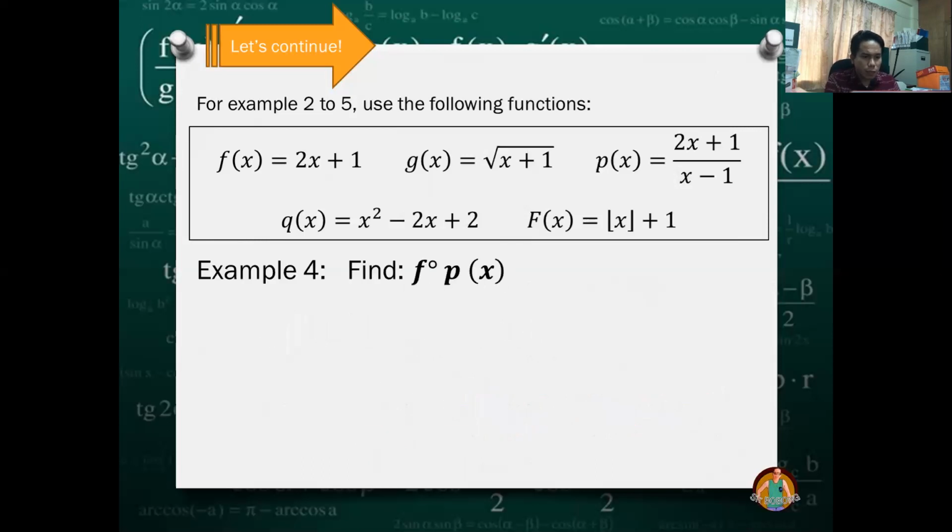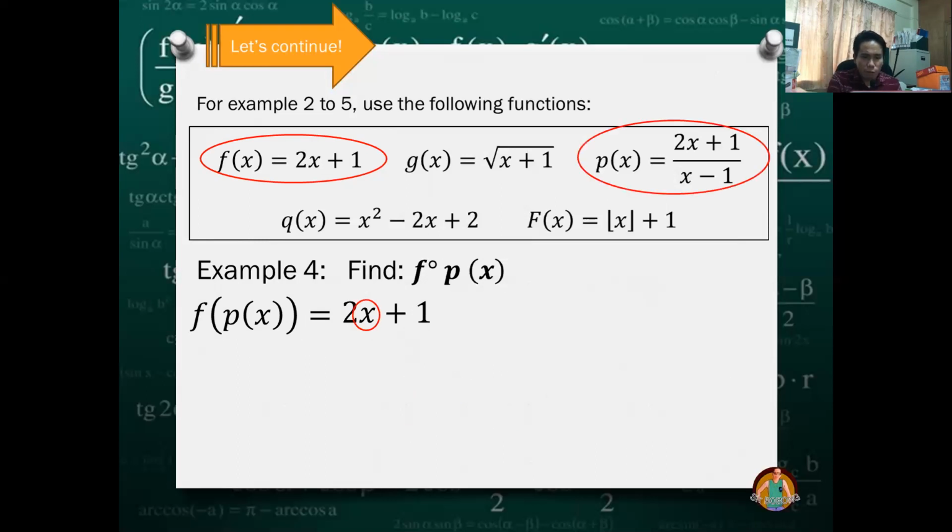Okay, next. Example number 4. Find f circle p of x. Okay? So, f of p of x is, of course, our base function is our f, which is 2x plus 1. At yung kanyang x ay papalitan natin ng p of x, gaya ng hinihingi ni example number 4. So, yung x, papalitan lang natin ng 2x plus 1 over x minus 1. Okay? Klaro? Okay. So, after that, we multiply 2 to 2x plus 1 over x minus 1.